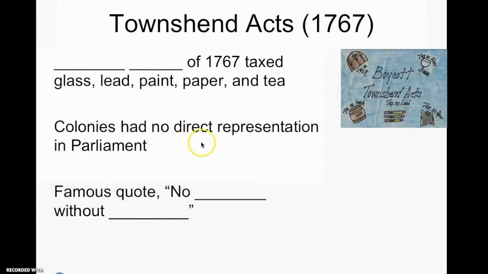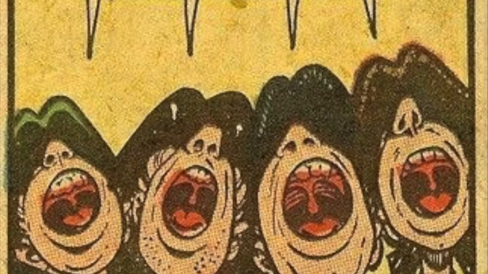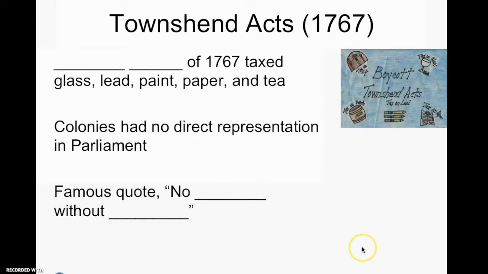The colonists had no direct representation in Parliament. So their famous quote was "no taxation without representation." Colonists were not happy that they were being taxed without being represented in any form of government. They felt that all of their taxes were going to England just to benefit people in England. It wasn't coming back to them in the colonies. Colonists also didn't have fair trials, freedom of speech, rule of law, representation in Parliament, and much more.